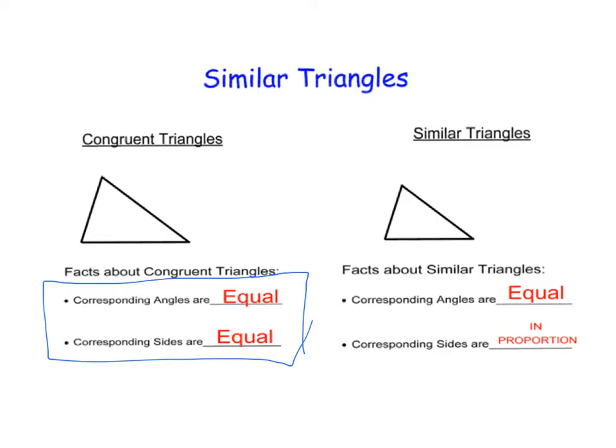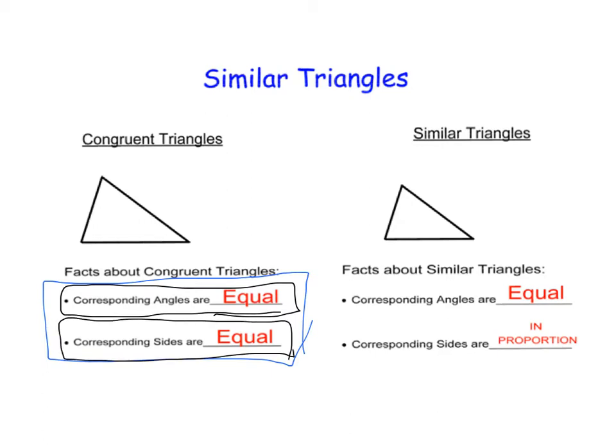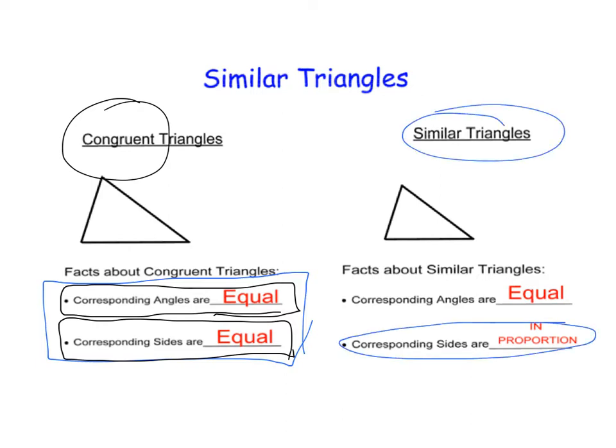On the flip side, when we have similar triangles, corresponding angles are equal. However, the corresponding sides are in proportion. So we learned about similar triangles already, but now they are going to have corresponding sides that are in proportion, as opposed to congruent triangles where everything is equal. So again, this is a common question on the regions. Corresponding sides are equal in congruent triangles, and corresponding sides are in proportion in similar triangles. So write that down and then let's take a look at the next page.